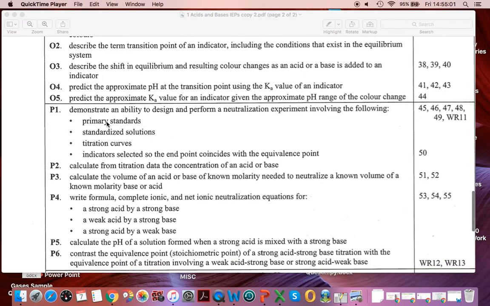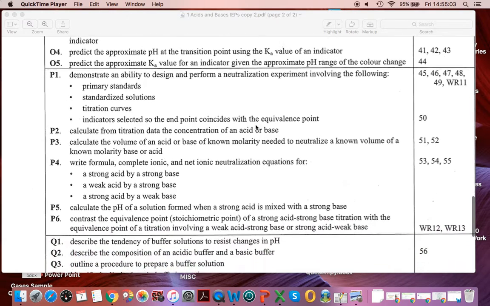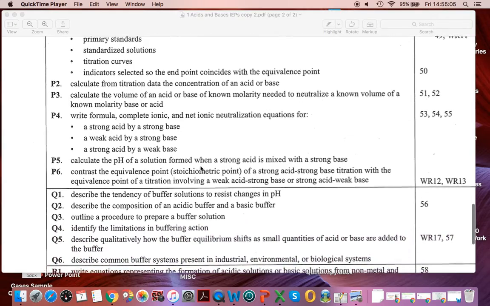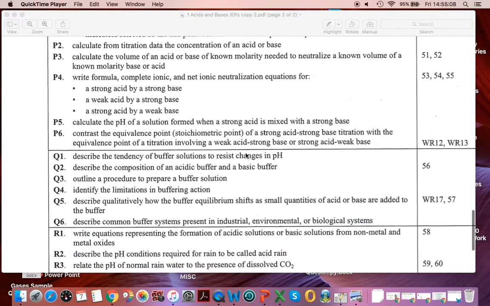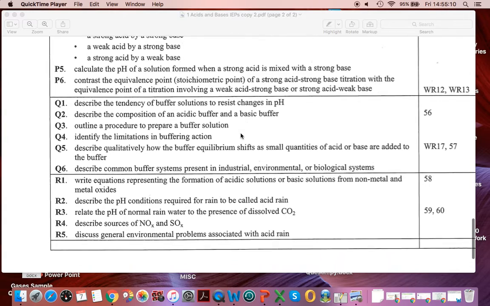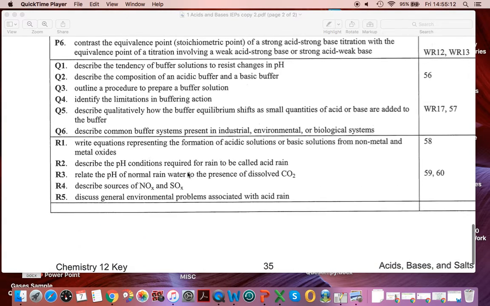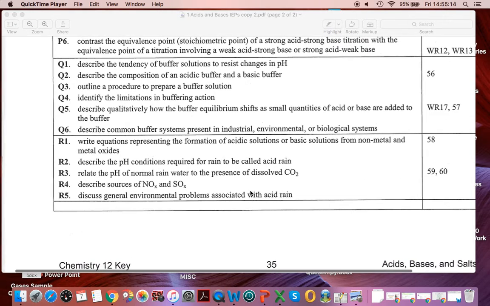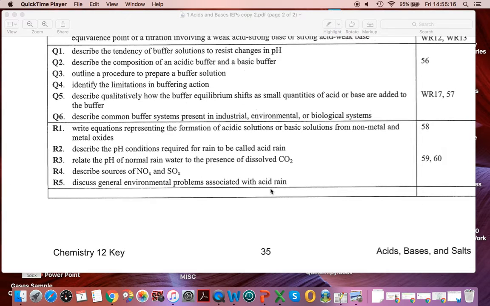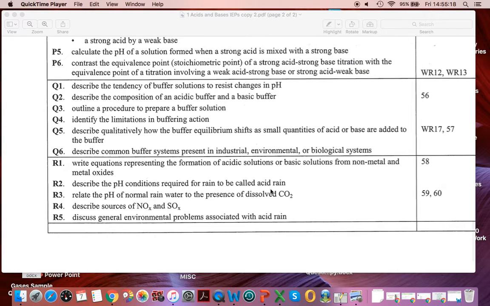We'll talk about standardization when we do titration. We'll talk about different types of titration. We'll get into pH curves for that. Then we're going to talk about buffers. We're going to talk about oxides. And so you can see there's a lot to deal with, but we're going to take it in small chunks, and I think you'll be fine.